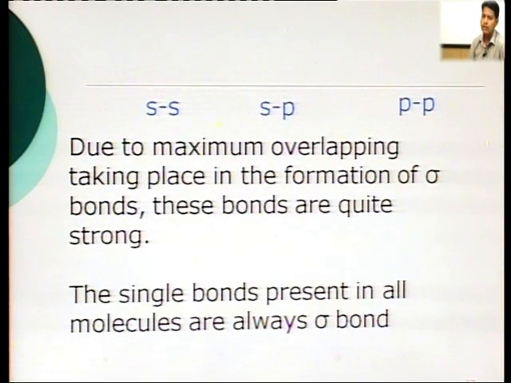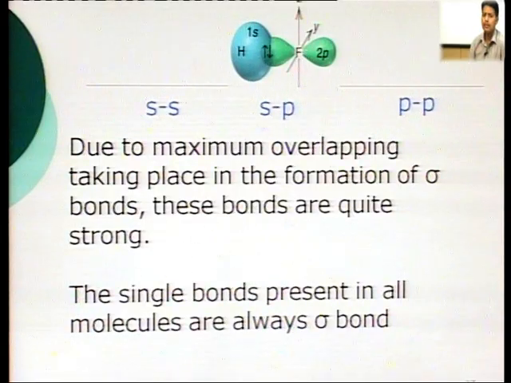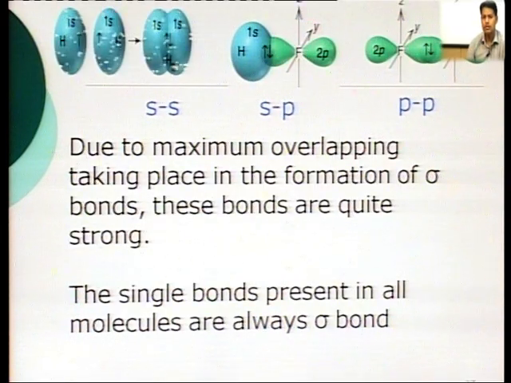Due to the maximum overlapping taking place in the formation of the bond, these bonds are quite strong. The single bonds present in all the molecules are always sigma bonds. So, when there is only a single bond, that must be a sigma bond. The different types of sigma bonds are shown here: ss overlapping, sp overlapping, and pp overlapping.